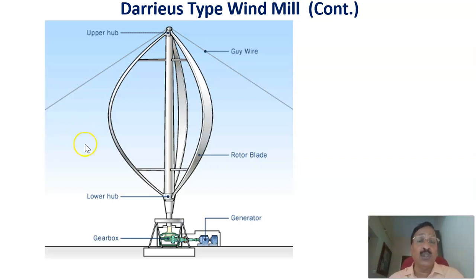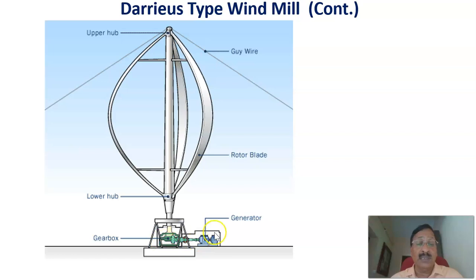Here the lift force is used. Airflow comes here, and because of the aerofoil nature and the difference in pressure, that will be rotating. And here you can say there is again a vertical axis type. It's rotating with respect to this vertical axis, and on the bottom side there is a gearbox.